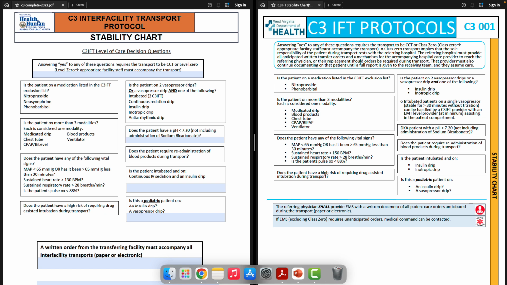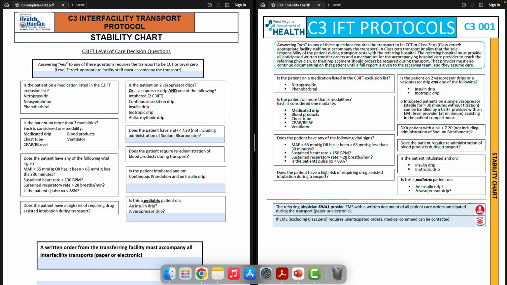So is the patient on 2 vasopressor drips and or a vasopressor and one of the following? So before, you could see that it was continuous sedation drip. That is now out, and the antiarrhythmic drip has been taken out. So 2 vasopressors or a vasopressor and an insulin drip, or vasopressor and an inotropic drip requires CCT.